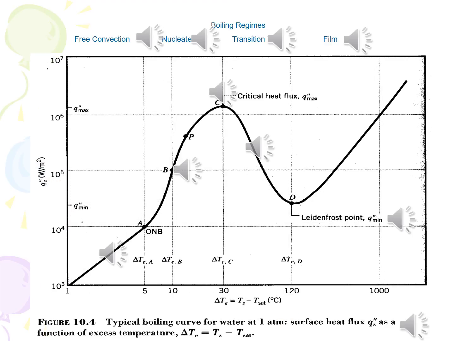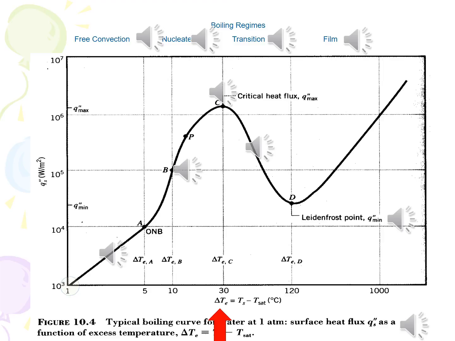In the previous slide, you saw how Nukiyama varied q and then measured delta T_e. This graph is the result of that, with q plotted on the y-axis, and delta T_e plotted on the x-axis. Note that q is the heat flux, and delta T_e is the excess temperature.